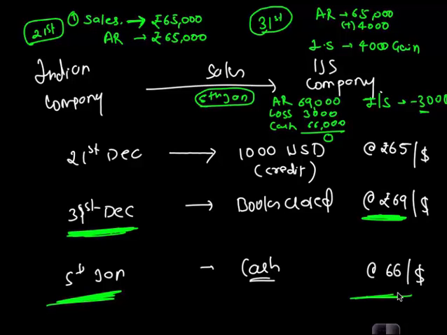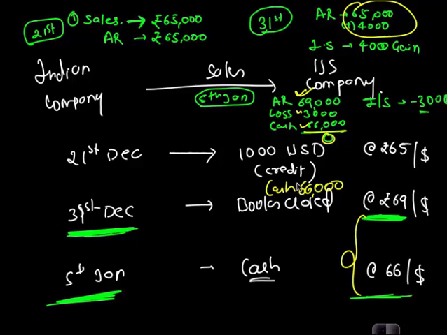5th Jan, your accounts receivable are 69. How is it 69? On 31st, we made an entry of 69. So because the exchange rate moved adversely, we booked a loss of 3,000. And then we received cash of 66. So accounts receivable 0. Then on the balance sheet, we will have cash of 66. Income statement, we will have a loss of 3,000.